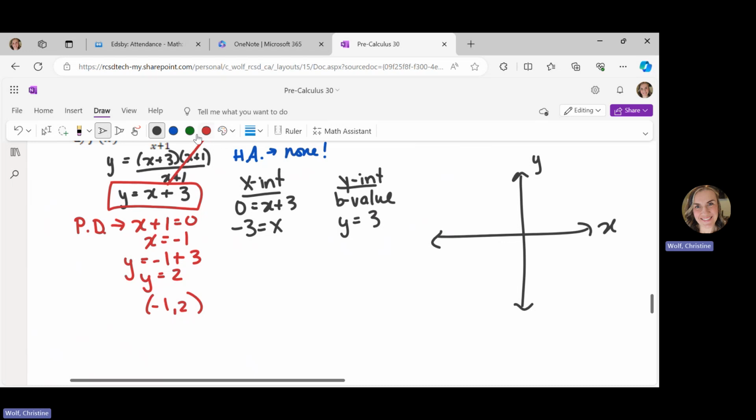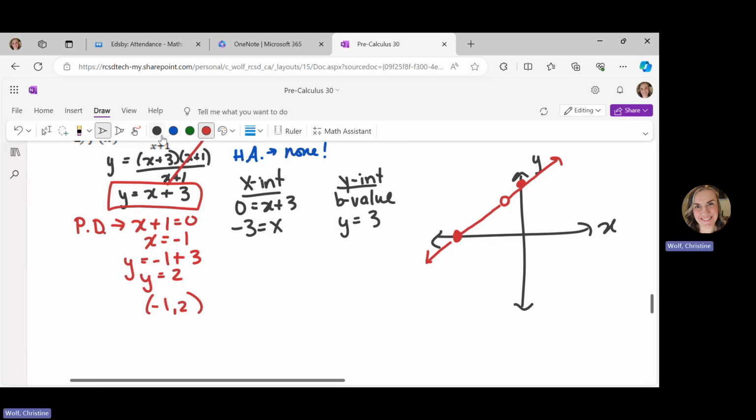Okay, intercepts. I have one at x equals -3. I'm just going quick here. I have one at y equals 3. And then at -1, 2. So about there, I have a discontinuity. Connect. I know it's linear. And you're done.